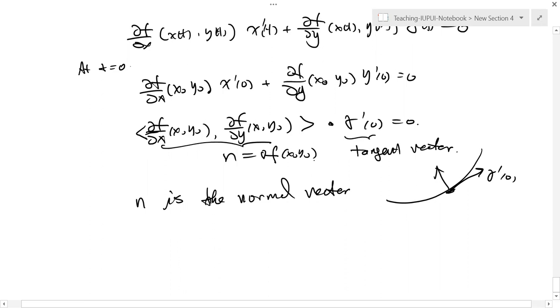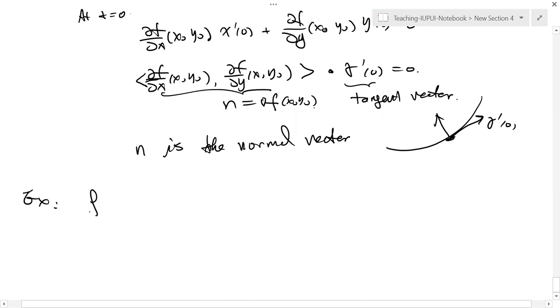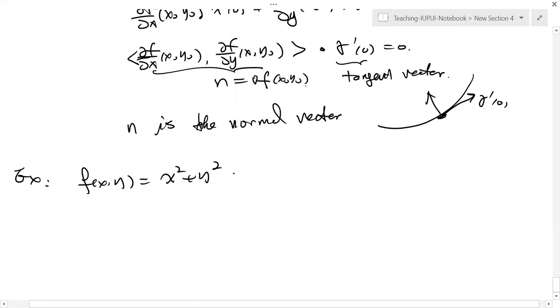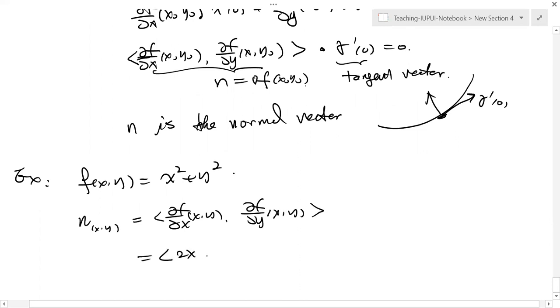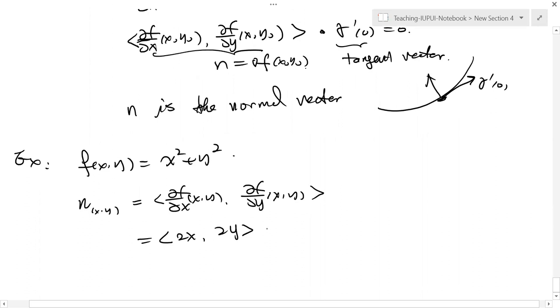All right, let's take a look at some examples. Okay. Right. Let's take examples. F of x and y equals x squared plus y squared. Right. Now, n at any point is going to be the partial derivatives, right? And when you differentiate, it's 2x, 2y, okay? So this is just twice that vector.